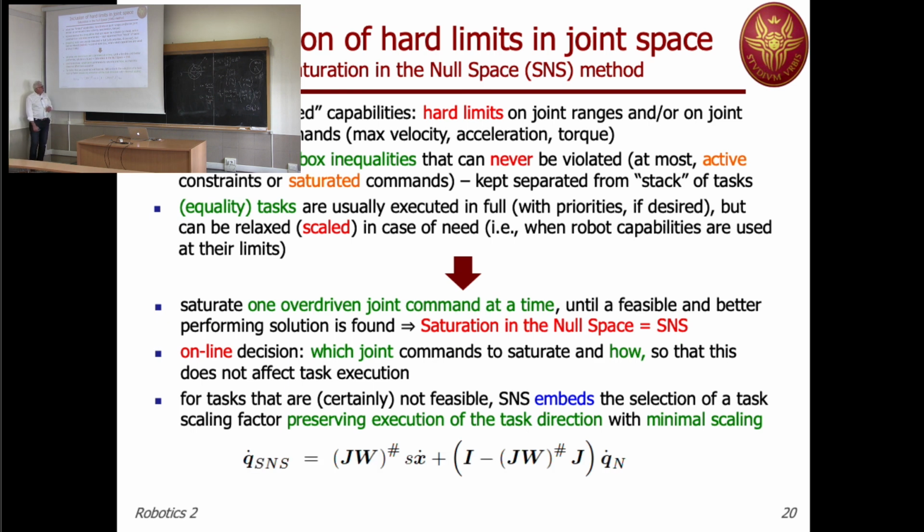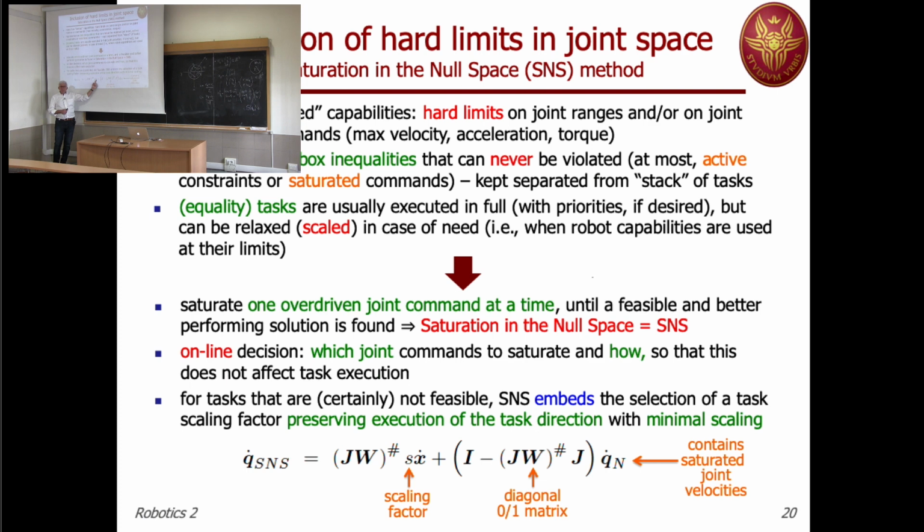So the general solution will take this form. The SNS joint velocity command will be the Jacobian of the equality task, pseudo-inverse, but this Jacobian will be multiplied by a diagonal matrix of zeros and 1, which selects which velocities contribute to the execution in full, and which are being saturated because they are violating the hard bounds. There's a scaling factor S in front of the task velocity. Here I use the notation x dot. We used r dot so far, but it's okay.